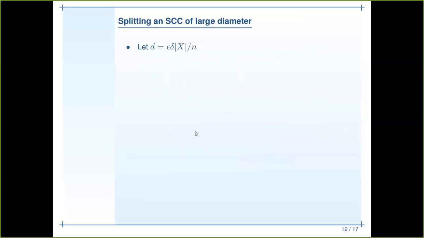Let's see why this is useful. So let D be this number here. I'll come back to it later. But D will be the threshold for when we will say that the diameter of X is too large. So when the diameter of X is larger than D, we grow a BFS tree from a source vertex S in X, and we pick a suitable BFS layer, E_sep.